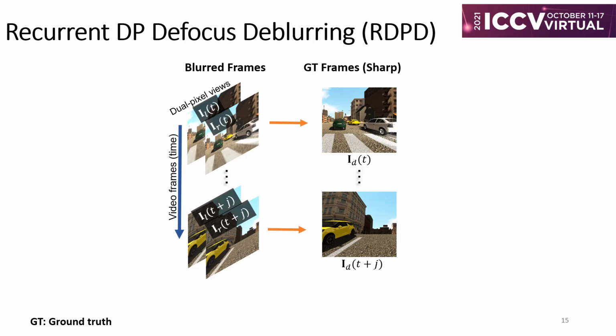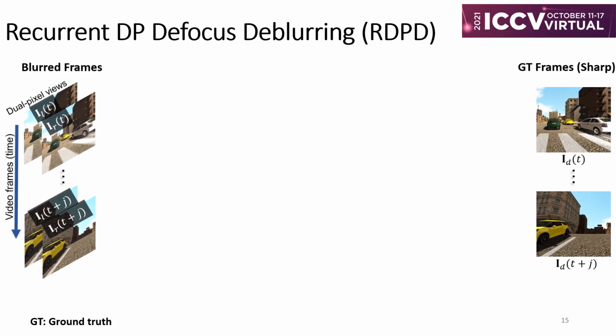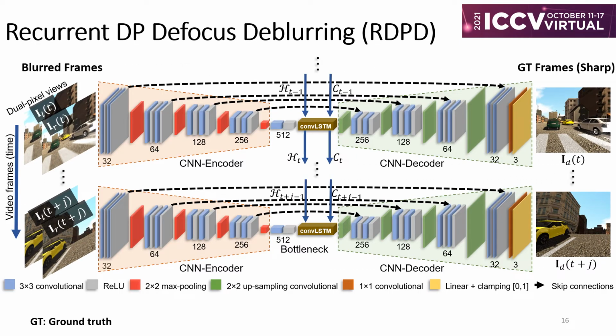With our DP data synthesis framework, we are able to generate video frames along with their corresponding DP views. This will allow us to explore a new domain application that is video defocus deblurring, and the network is designed based on that. We propose our recurrent DP defocus deblurring network, RDPD, and we selected a recurrent network as it allows training with variable input frame size.